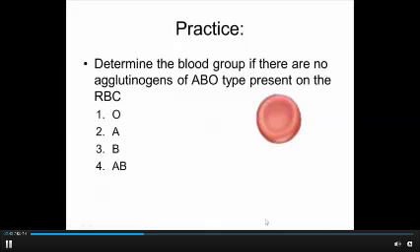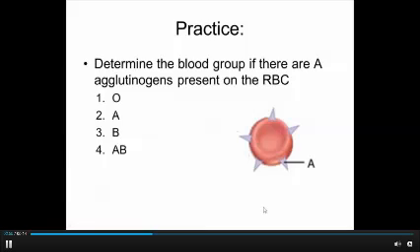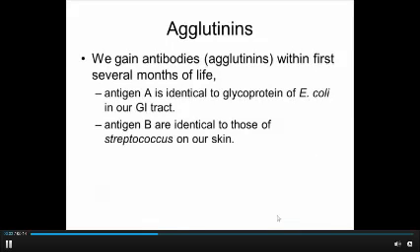Determine the blood group if there are no agglutinogens of ABO type present on the red blood cells. Blood type O. Determine blood group if there are A agglutinogens present. That's simple. Group A.